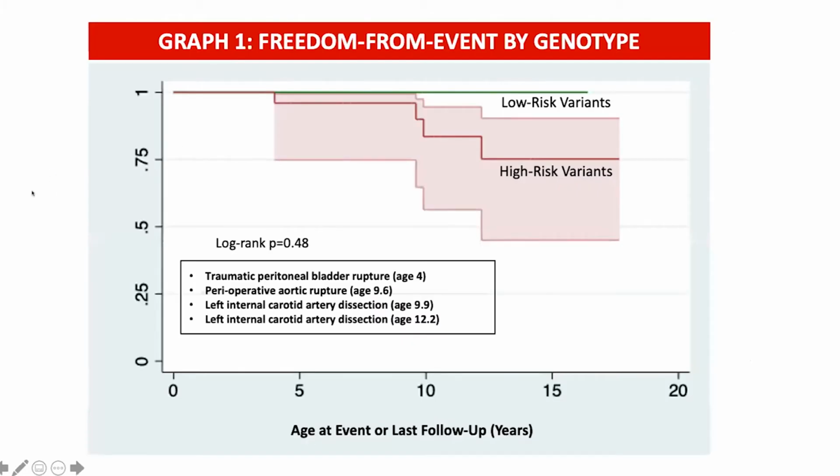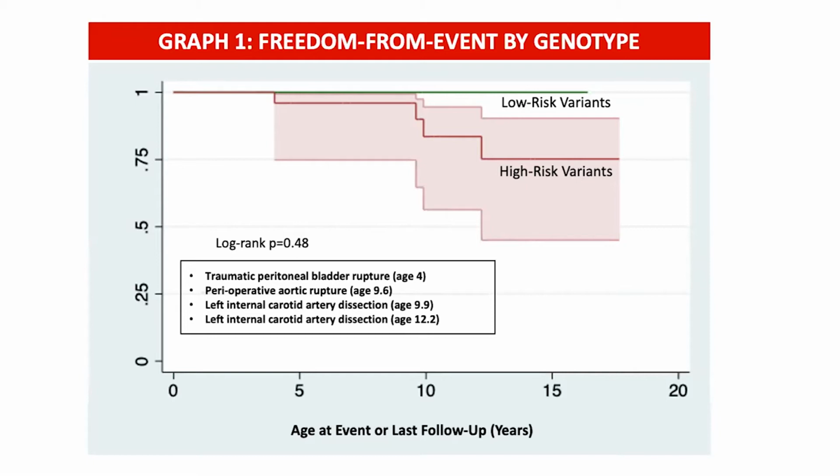When looking at freedom from event by genotype, no statistically significant differences were detected when we stratified by high risk versus low risk. Now, we had 4 events altogether in our cohort. They were all among non-Hispanic males with higher risk variants.